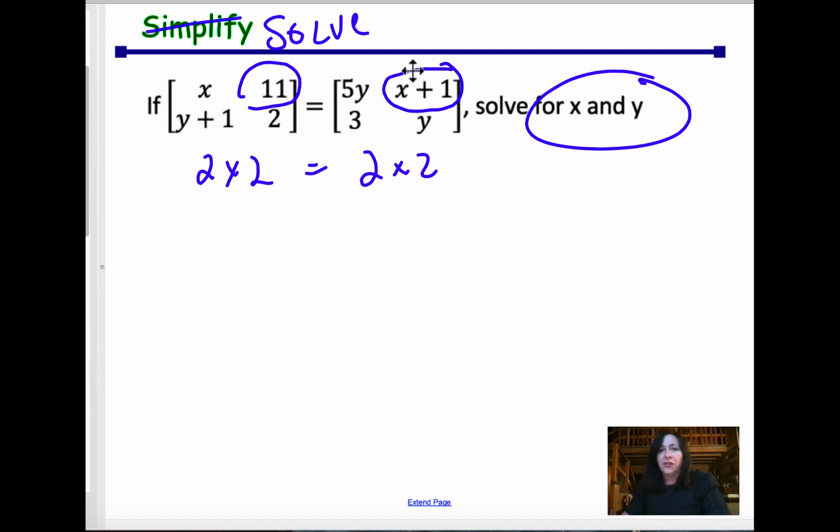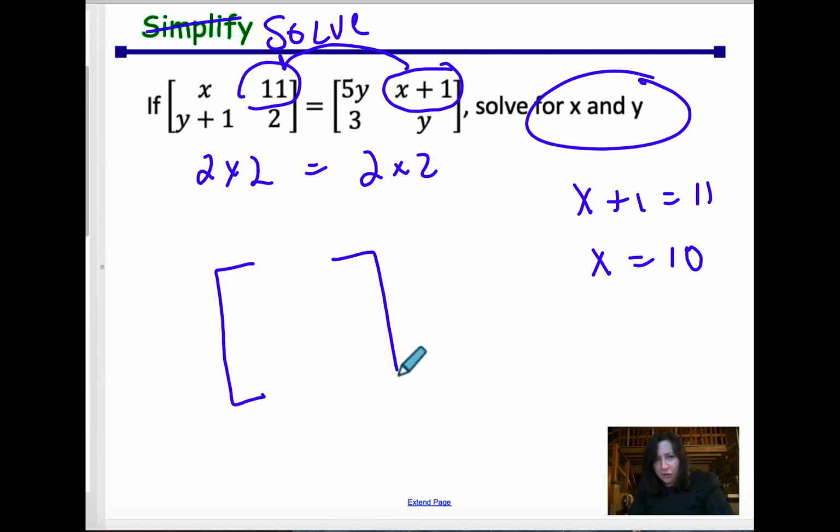exact same. So this one says x plus 1, right? Well, that has to equal 11. So x plus 1 has to equal 11, which means x equals 10. So this means that in my 2 by 2, x has to be 10, so there's a 10 here. We know that's 11, right? And let's see, what else do we know?